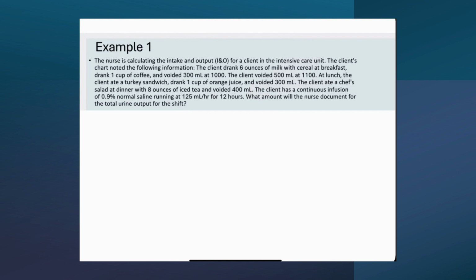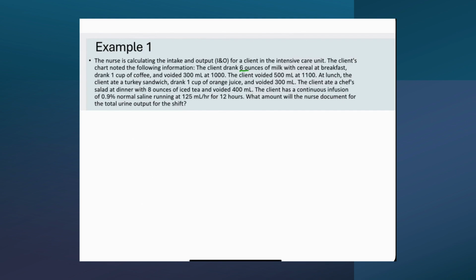So, first, let's calculate the intake. We're going to go back through the scenario and highlight everything that is considered intake. First, we're going to highlight 6 ounces of milk. Then 1 cup of coffee, and then 1 cup of orange juice, and then 8 ounces of iced tea. And then 125 mLs per hour for 12 hours.